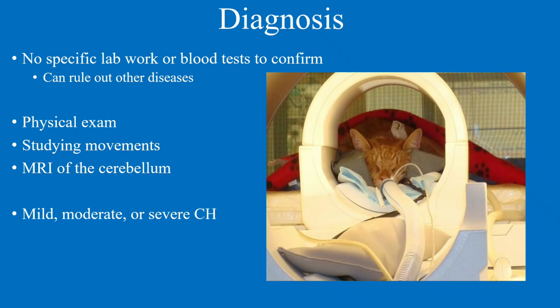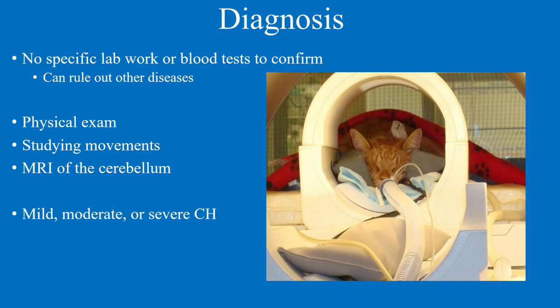Instead, a veterinarian will perform a physical exam and watch movements to determine if there is an unusual, uncoordinated, or delayed gait in movements. An MRI or brain scan can show if the cerebellum is small, which can lead to the diagnosis for CH that can range between mild, moderate, and severe.